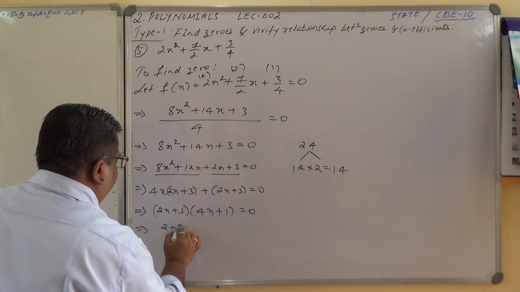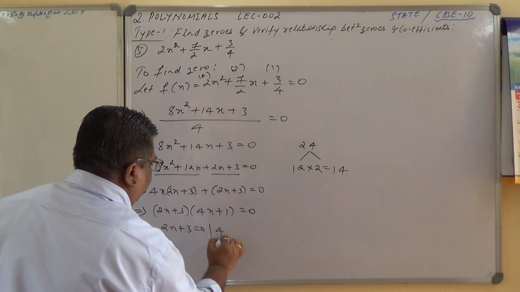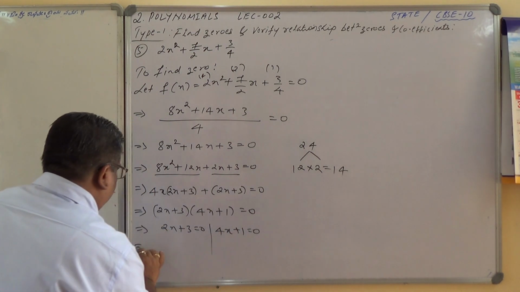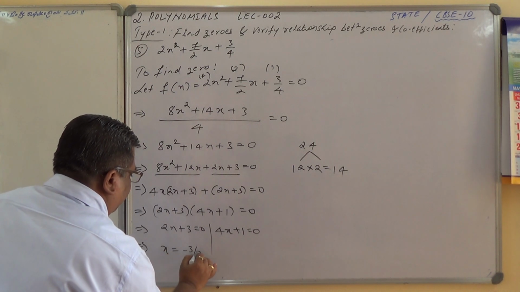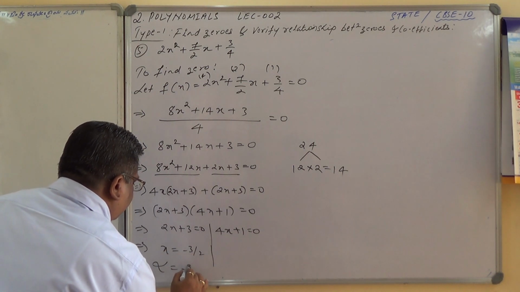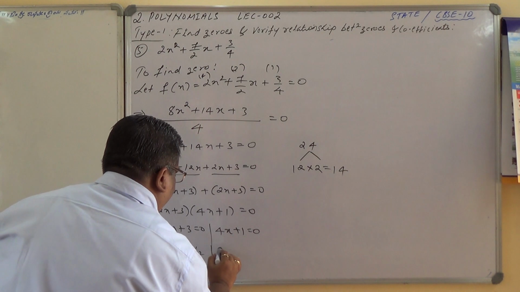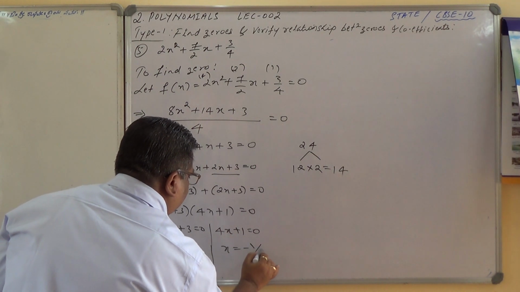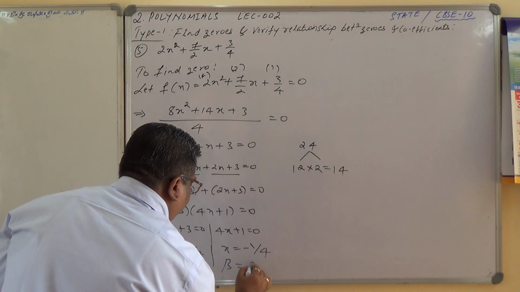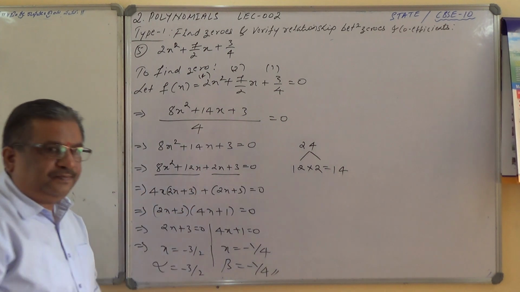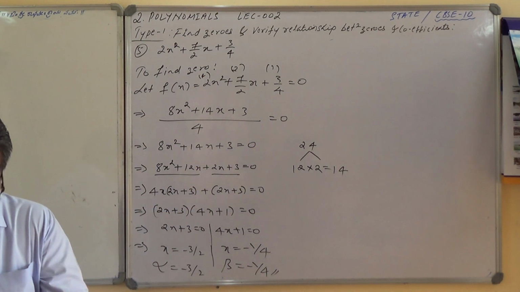Implies 2x plus 3 equals 0, 4x plus 1 equals 0, x equals minus 3 by 2. So alpha equals minus 3 by 2, and here x equals minus 1 by 4. Therefore, beta equals minus 1 by 4. Okay. So let us see now.